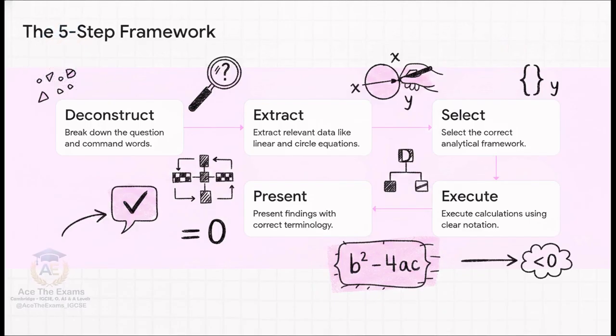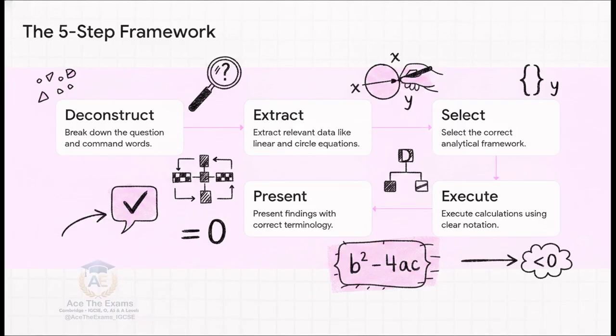Phase 4, execute with clear notation. This is exactly where the vast majority of students crash and burn. You need to substitute carefully, expand your binomial brackets without dropping any negative signs. Seriously, watch your minus signs. And this is crucial. Gather all your terms to one side so your quadratic equation equals exactly 0. You simply cannot find your true a, b, and c values until the equation equals 0.